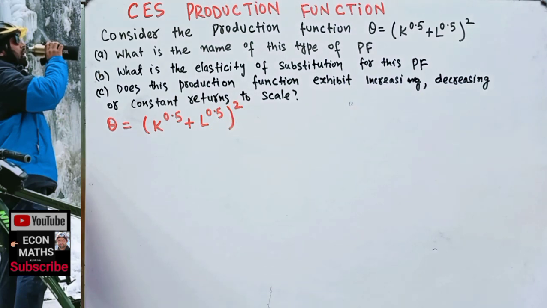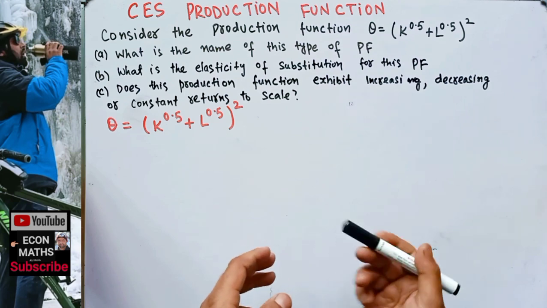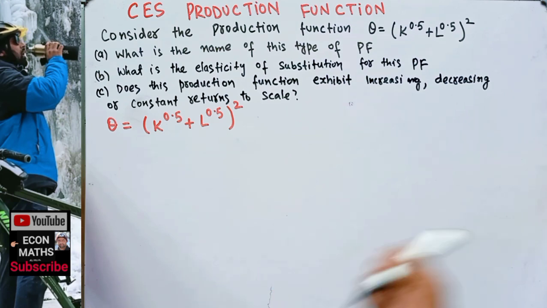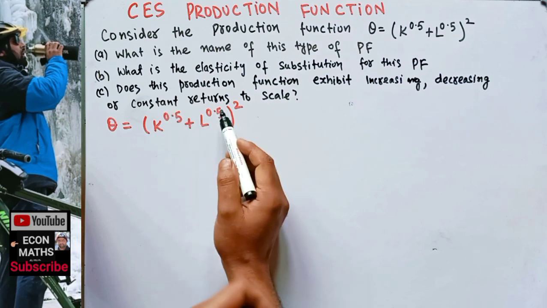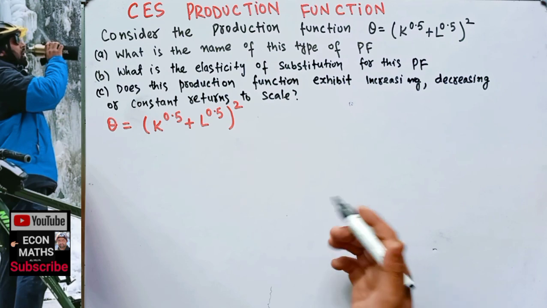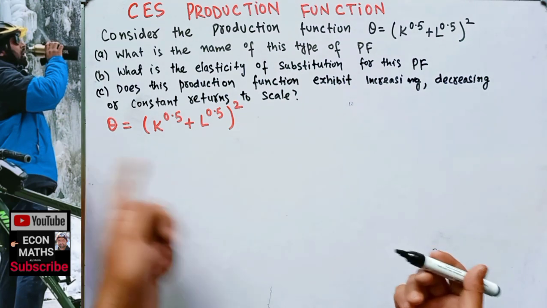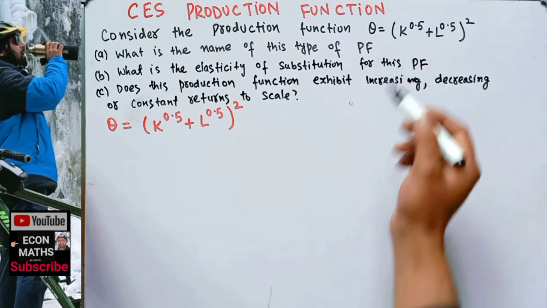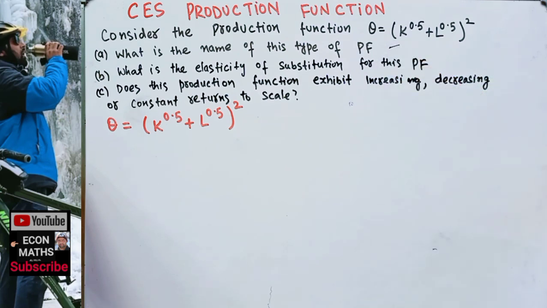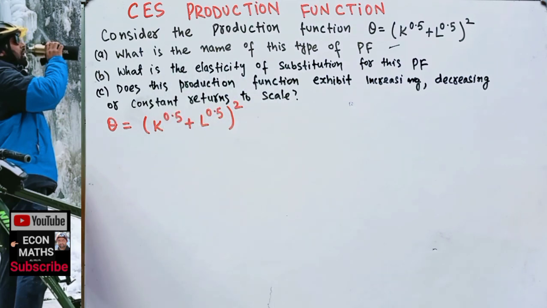Okay, now this type of production function, we call the constant elasticity substitution production function. Okay, CES production function. Here these exponents 0.5 and 0.5 are the distribution parameters, and this 2 is called the substitution parameter. So the first thing is, it is the CES production function. Next thing is, we need to find out the elasticity of substitution of this production function.